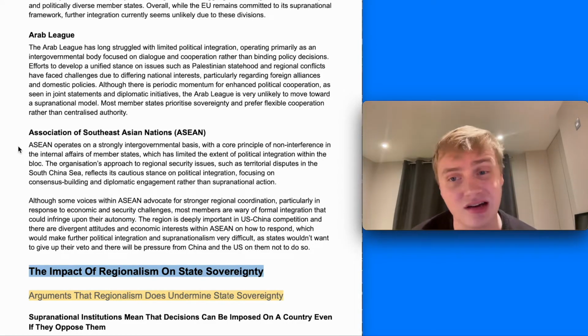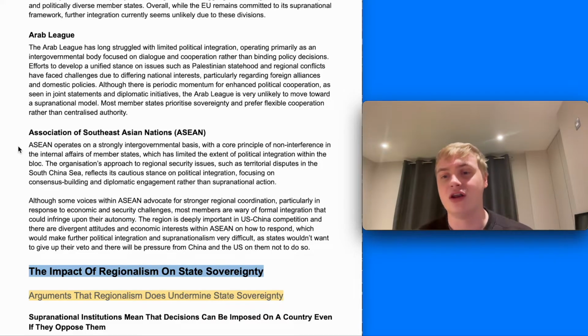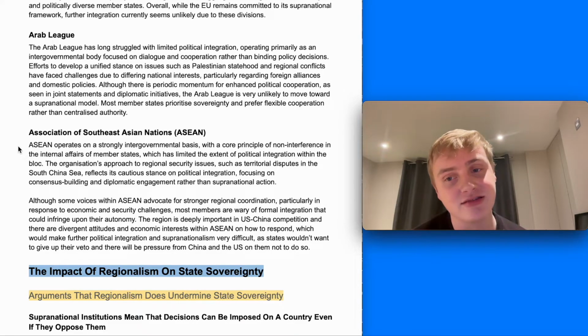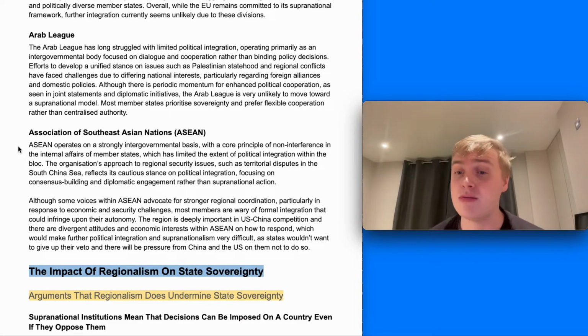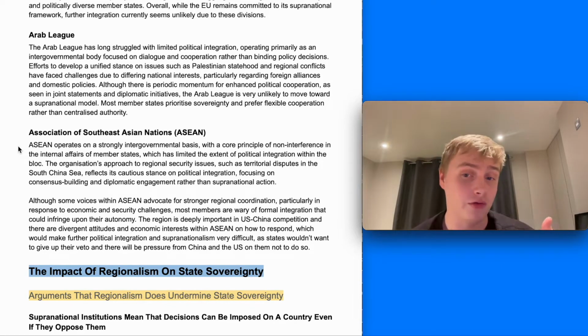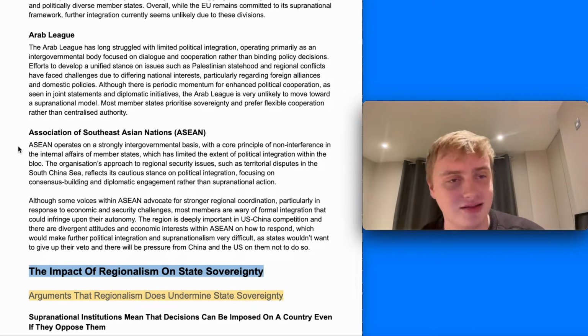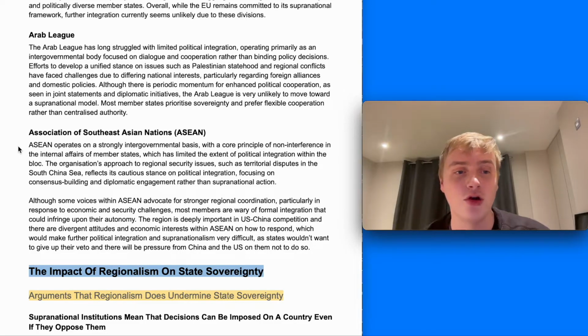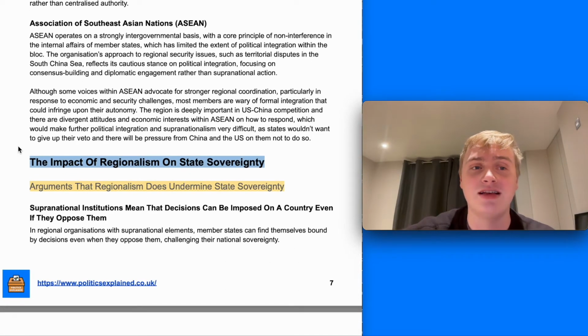It's always prioritised national sovereignty, and I think there are not enough similarities between its member states, particularly if you look at Saudi Arabia, which has deep oil interests, very different to a lot of the other economies within the Arab League. I think it seems very unlikely they'll move to a supranational approach. The same, I think, can be said of ASEAN.